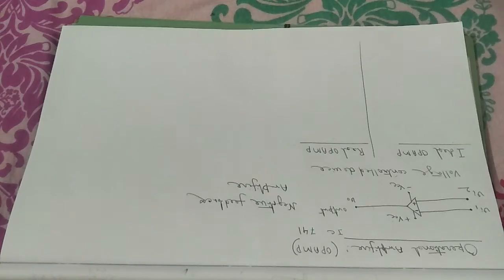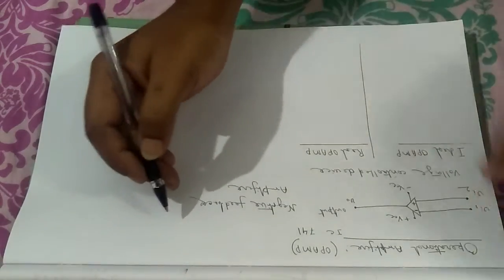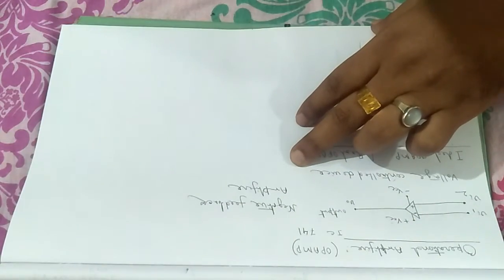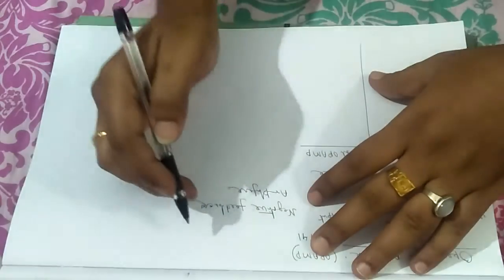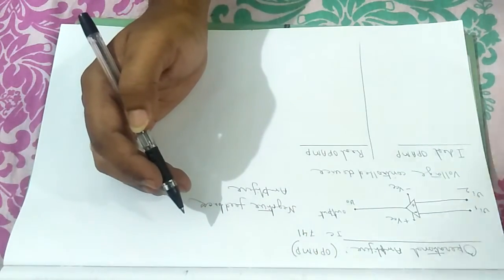Now let us go towards one important aspect. This is called virtual ground and summing point. So what is virtual ground and what is summing point? Let us look at that.